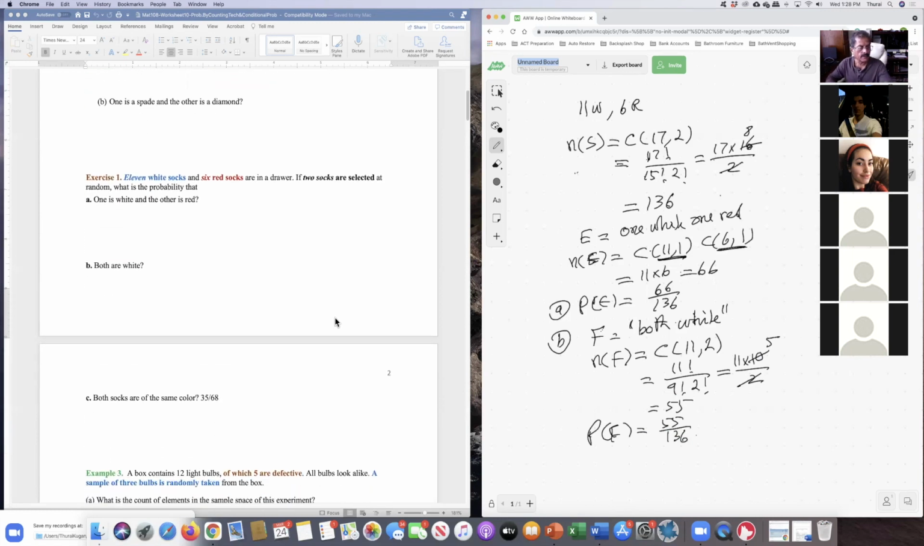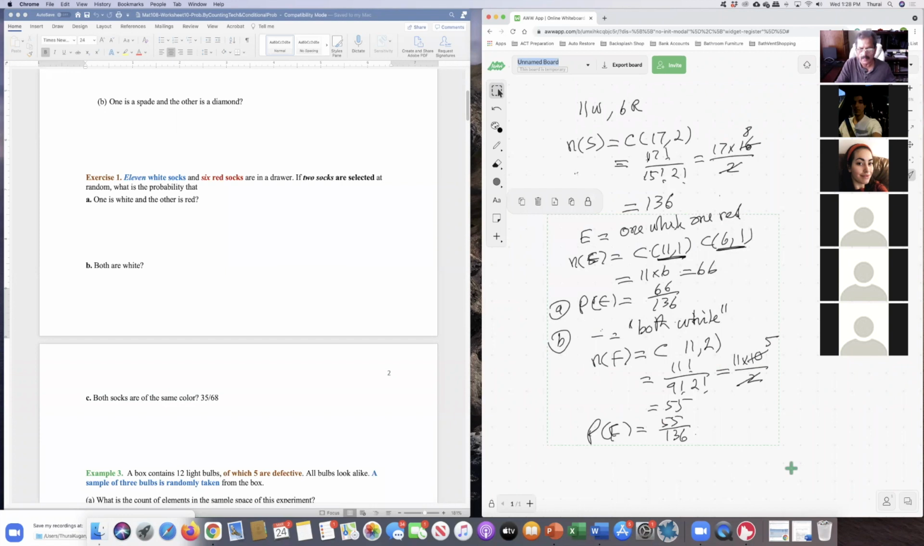There's one more part which says both socks are of the same color. So now it's not necessarily both white, not necessarily both red, both have to be the same color. Okay, so how do we do that? We still have the same number for the sample space. Is it combination of 11, 2 plus combination of 6, 2? Yes, very good, excellent.